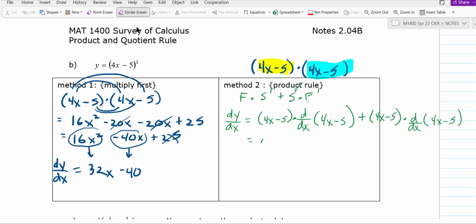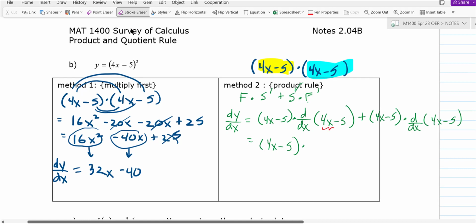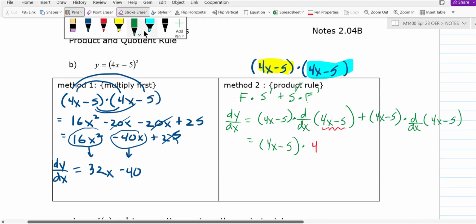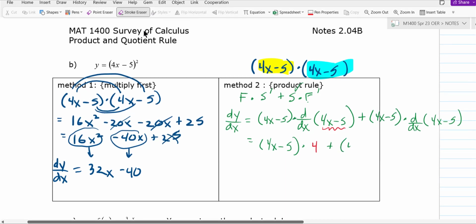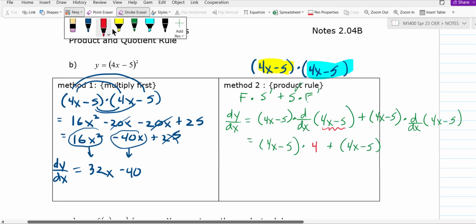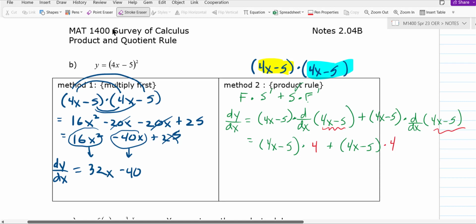So this is 4x minus 5. We'll come straight down. Okay, now we do the derivative. So what's the derivative of 4x? 4, right? Okay. Then we just bring the rest of it down. So we'll have plus 4x minus 5. And then the derivative of the second part is still going to be 4. So you just get the same thing.